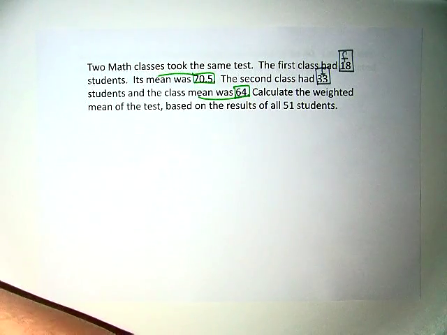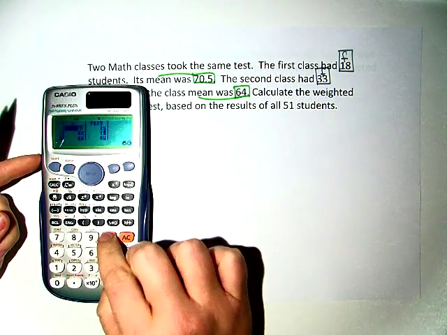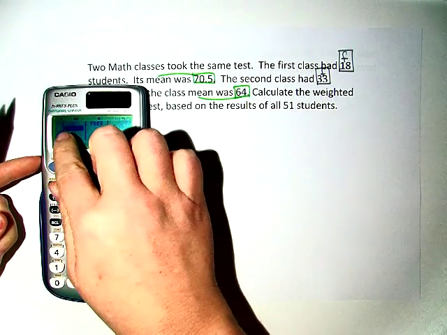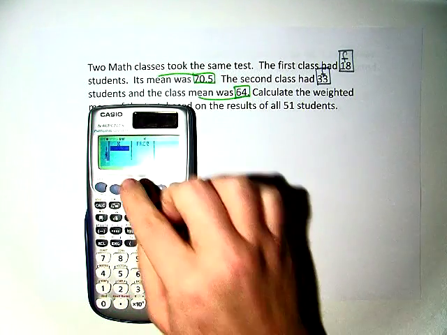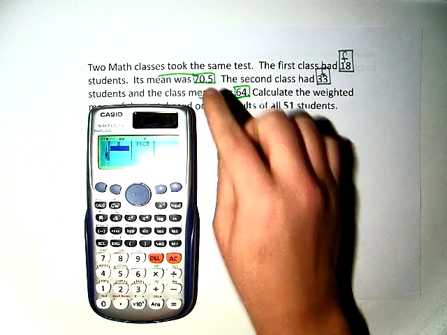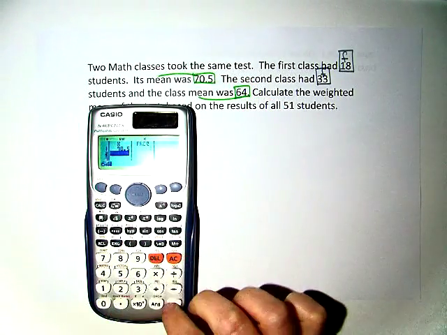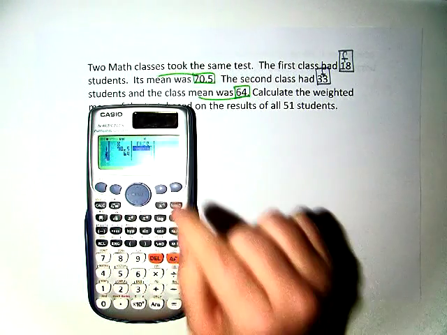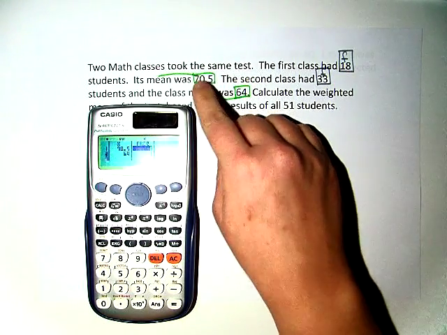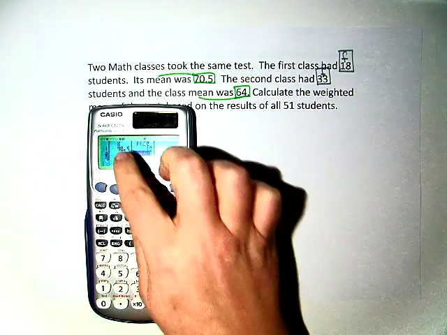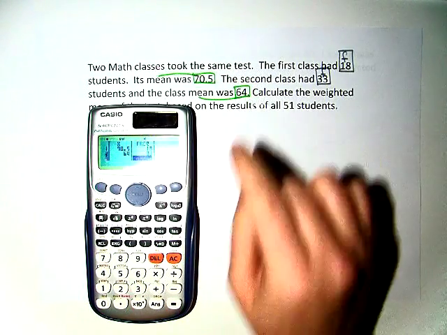So in order to do this in your calculator, you're going to go into your data, clear out whatever's in there, and your data you're putting in. Now this is really important and it's something you need to pay attention to. The data you're putting in is your grade, 70.5 and 64. The frequency is how many times that data appears. So the first class had 18 students and the mean was 70.5. So 18 students earned the 70.5. And 33 students earned the 64.